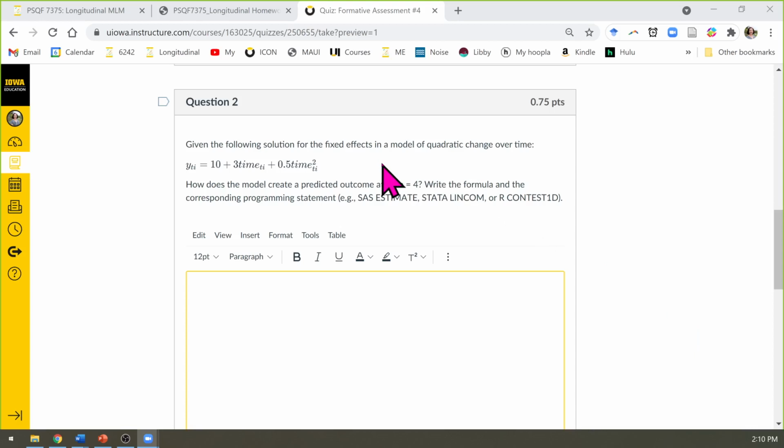And several of you centered time and told me what it would be for time 3. That's fine, because I just want you to understand the function. Because once you understand the function, you can get the predicted intercept at any occasion, not just the one that's time 0.